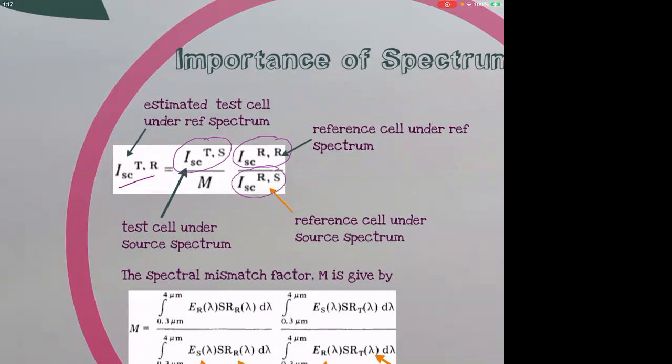So this is the reference cell. The top is the reference cell under the reference spectrum, bottom the reference cell under the source spectrum. So you can buy this reference cell, for instance, calibrated by some lab, and they will give you these values, and you can also measure this under your own source, and then you scale the measured short circuit current density by this ratio.